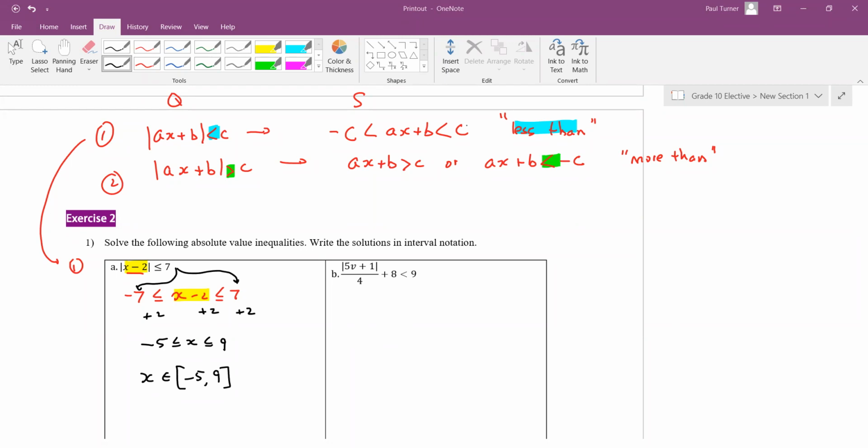So now for the second one, can you try the second one? So I need to move my 8 first, and I need to multiply by 4. So subtract 8 from both sides, and then multiply by 4 on both sides.